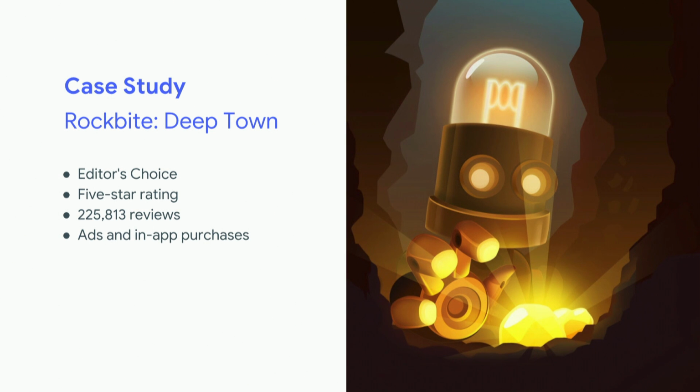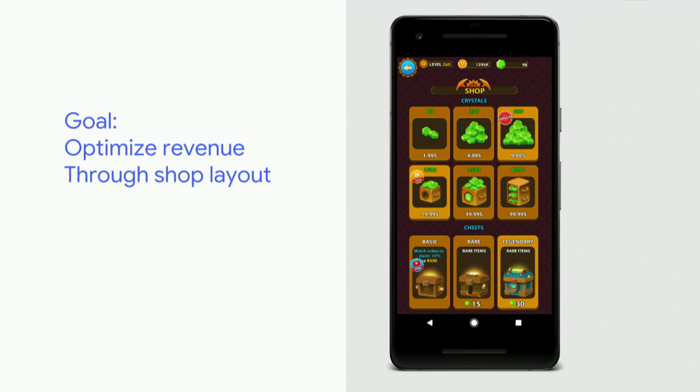Lastly, we want to show you a case study that highlights how you can use your analytics data to improve your app's performance, highlighting a case with Rockbite, the popular app developer of DeepTown. Rockbite's DeepTown monetizes through a combination of ads and in-app purchases. They had a very simple goal, which was to optimize revenue through the layout of their in-game shop. The shop offers crystals and chests. Crystals which you can buy with real money, and chests that you buy with crystals.